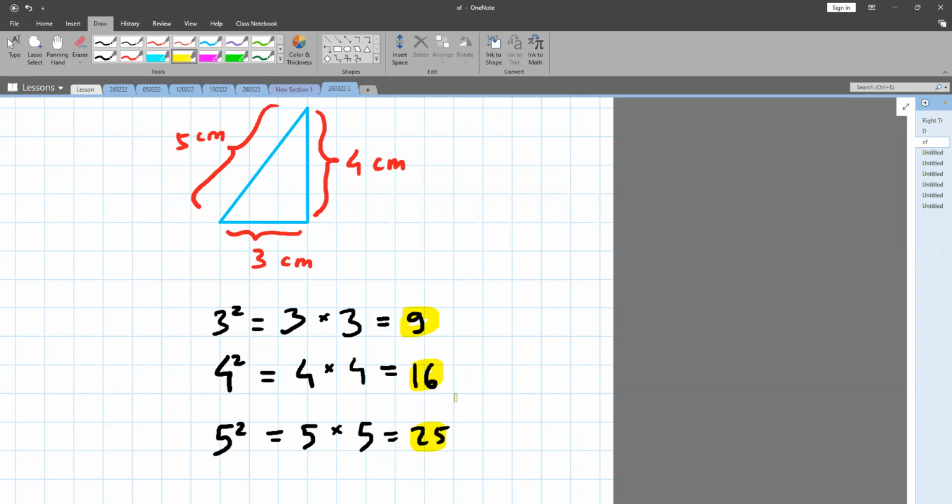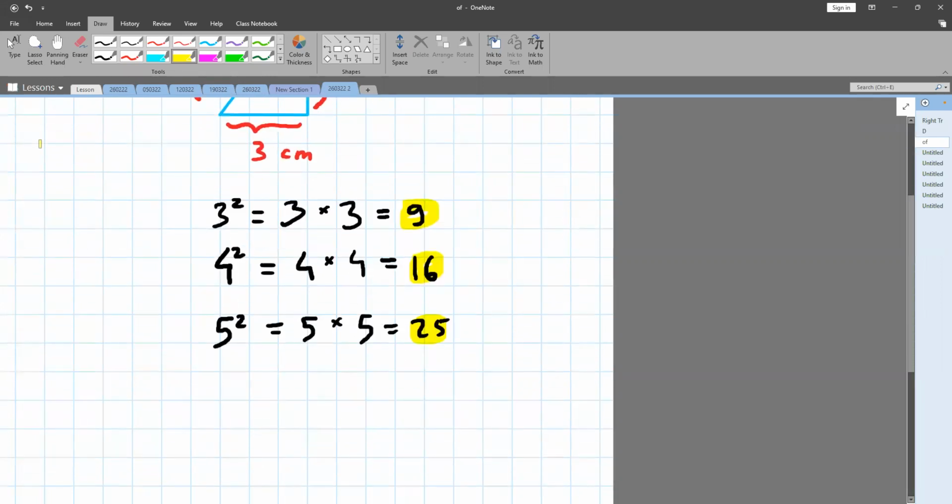9 and 16 is 25. You agree with him? So he said that when you add 9 and 16, it makes 25. That's correct.